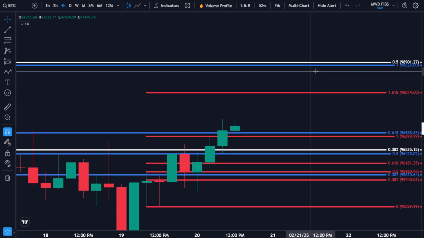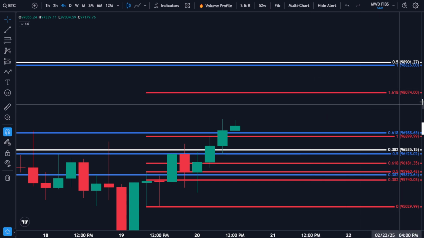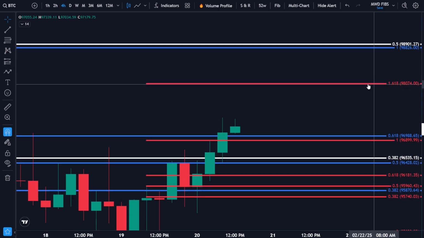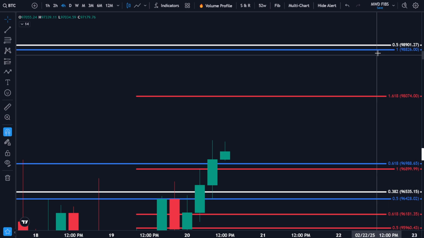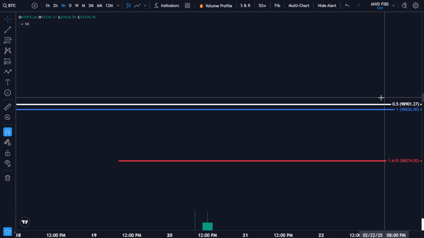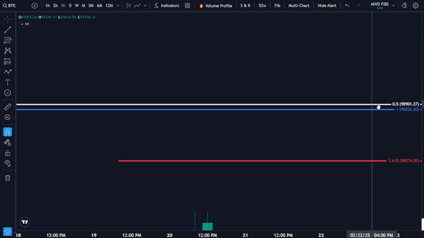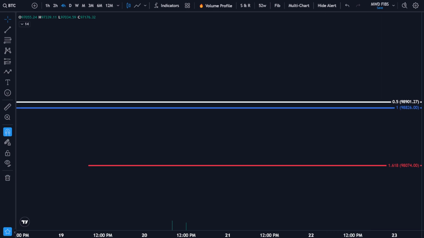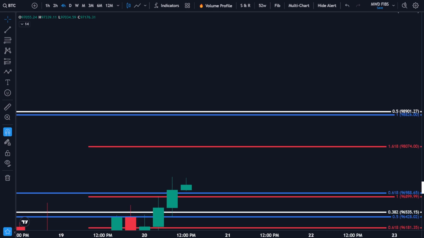And same thing like what I said earlier, hold above the blue fib. Next target would be this 1.618, 98,074. The blue fib, which is the top of the weekly Fibonacci, 98,826. And the white fib, which is the 0.5 level of the January monthly candle, 98,901.